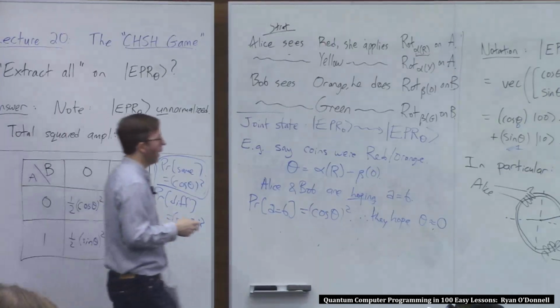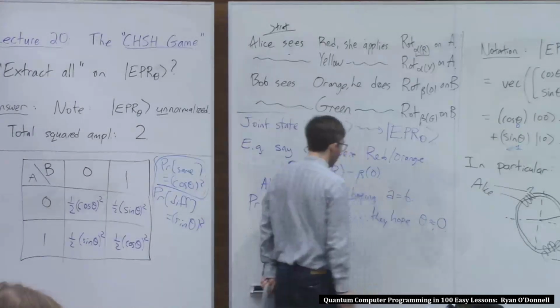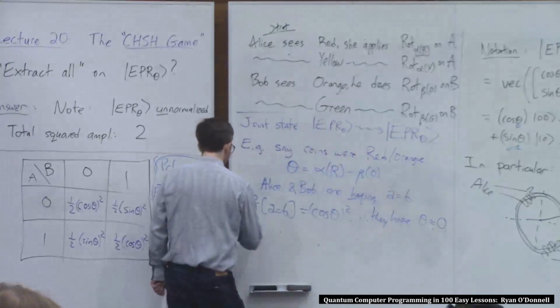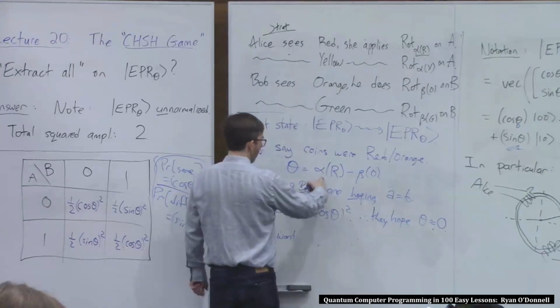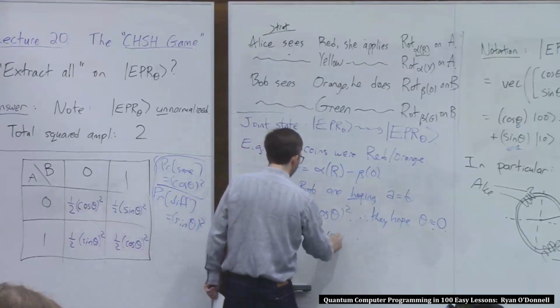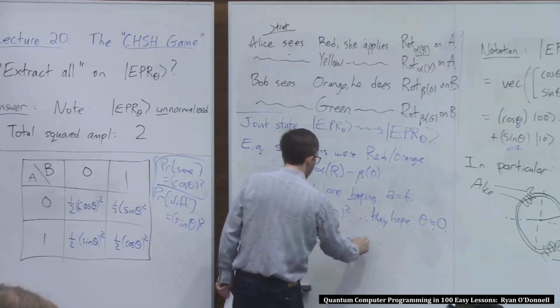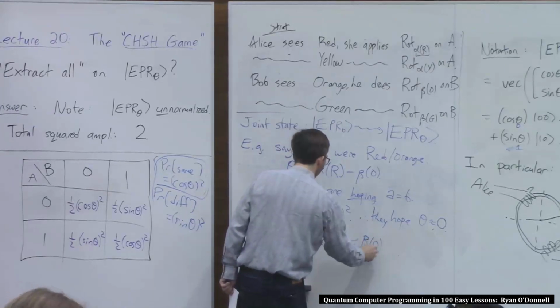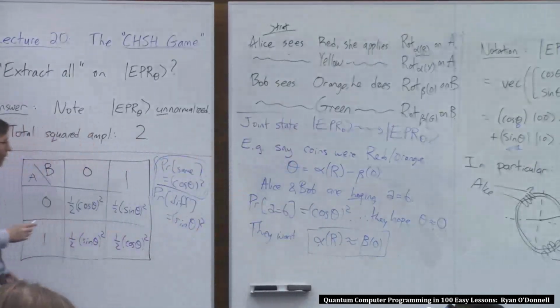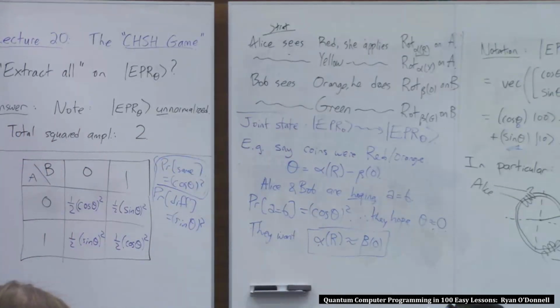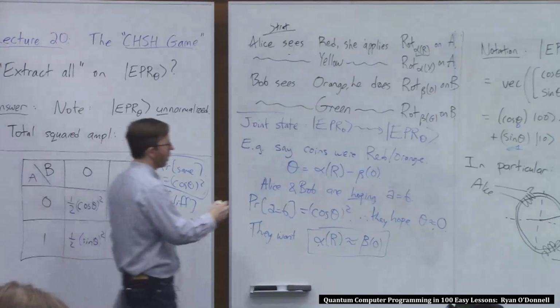So they're hoping that theta is 0 in this case, i.e. they want this to be 0. So they want the red angle to be as close as possible to the orange angle. Sorry that I'm writing all these colors in blue, but I want to keep switching markers. Okay, so that's in the red-orange case.